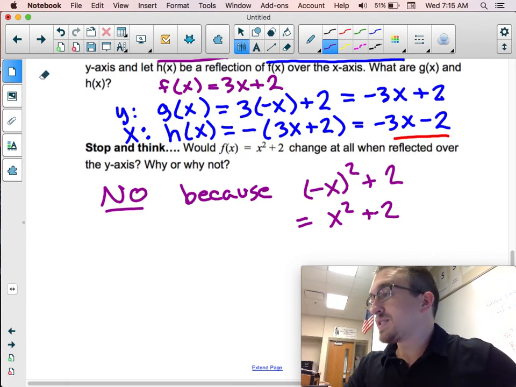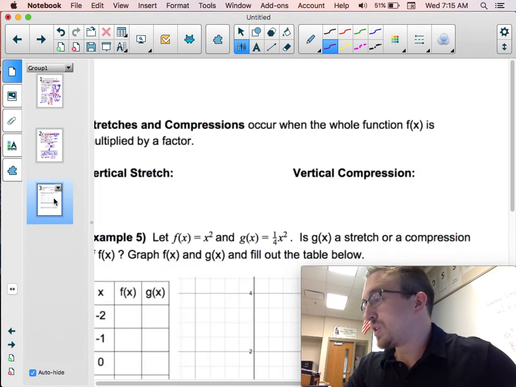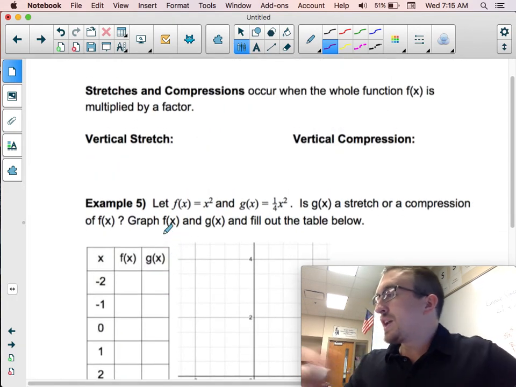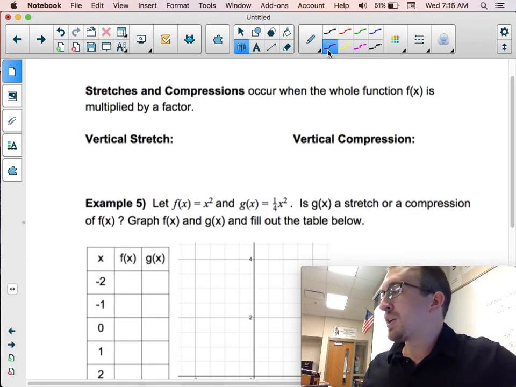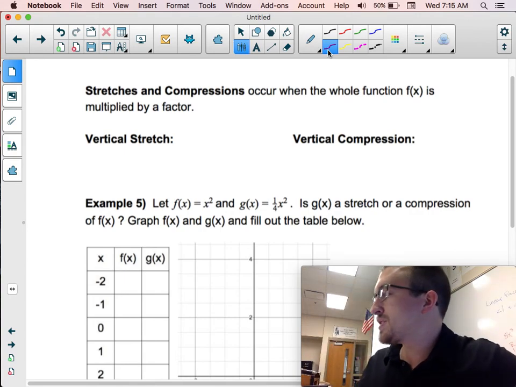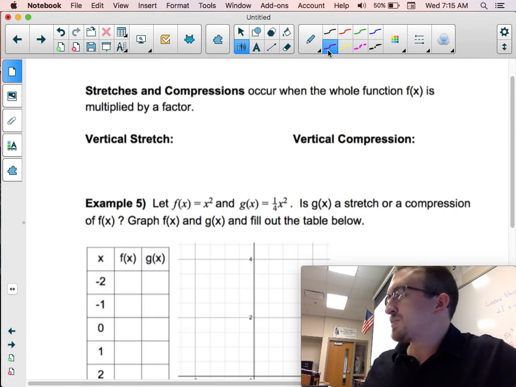And I'm going to try to speed things along here because I can't let this video go on too long. These vertical compressions are not so bad, so I might go through this a little bit quickly. But if I vertically stretch or compress my function, this happens when f of x is multiplied by a factor.